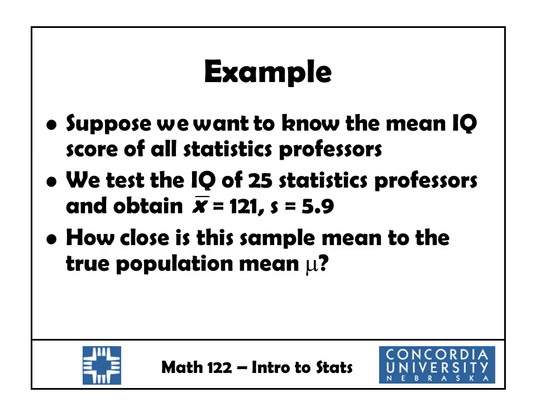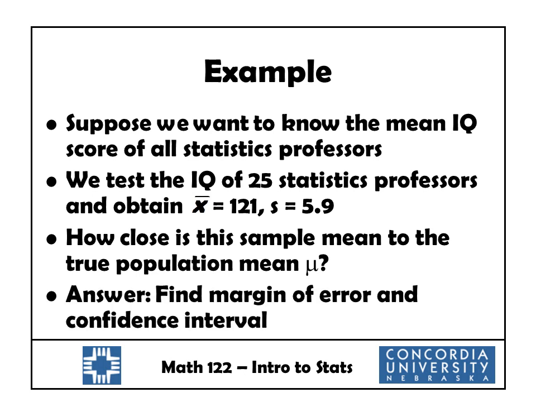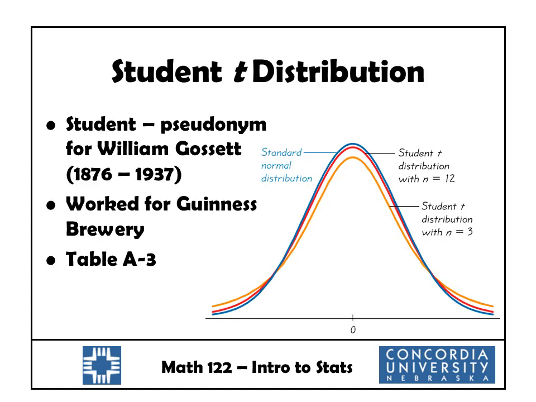Well, like in last section, whenever we estimate something, we want to get an idea of its accuracy. So how close is this sample mean to the true population mean mu? And we're going to answer it in the same basic way. We're first going to calculate a margin of error, and using that margin of error we're going to calculate a confidence interval. Now the one difference between this section and the previous section is that our critical values are not going to be z-scores.